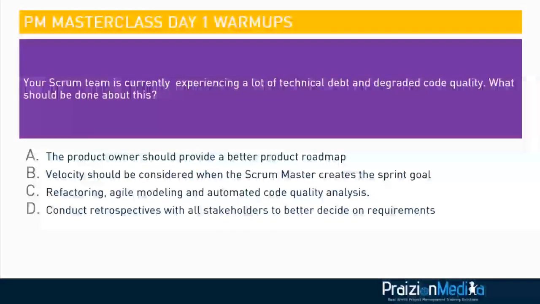Is it A, the product owner should provide a better product roadmap? Is it B, velocity should be considered when the Scrum Master creates the sprint goal? Is it C, refactoring, agile modeling, and automated code quality analysis? Is it D, conduct retrospectives with all stakeholders to better decide on requirements?